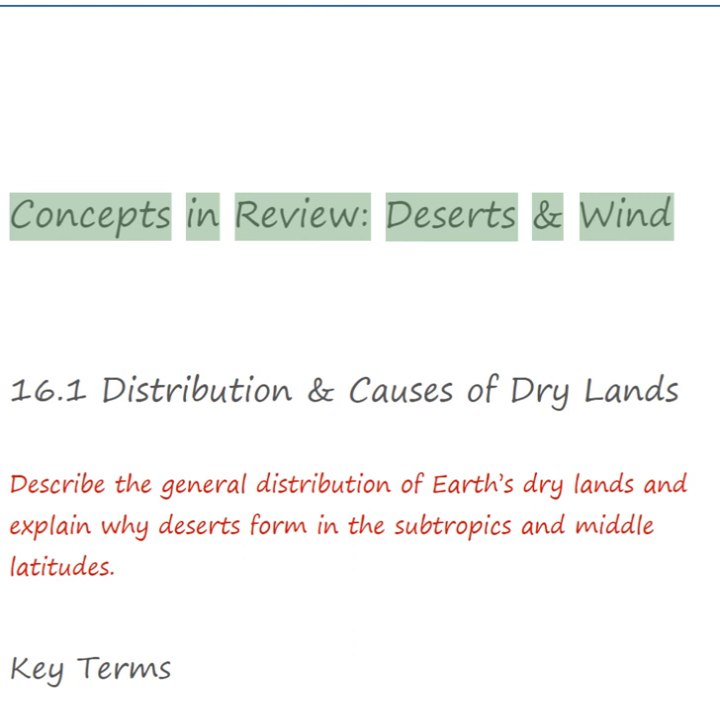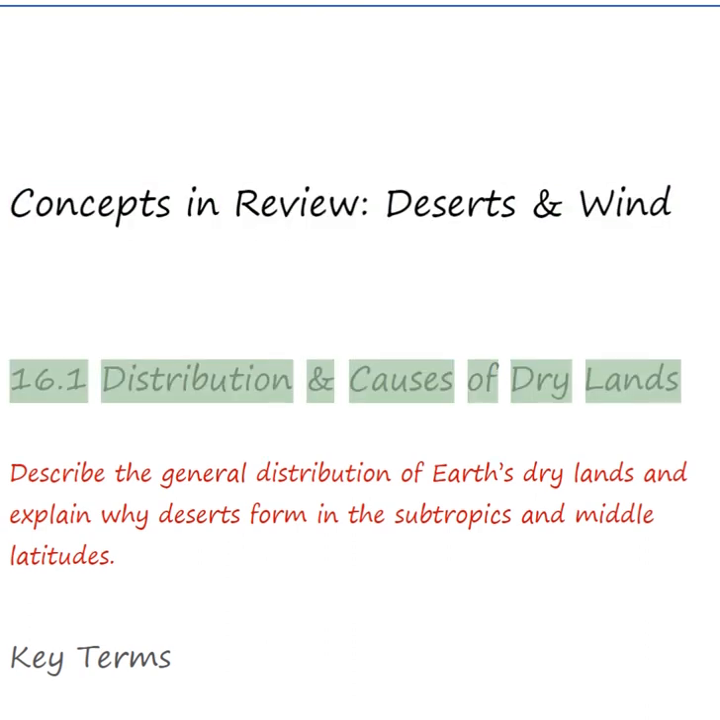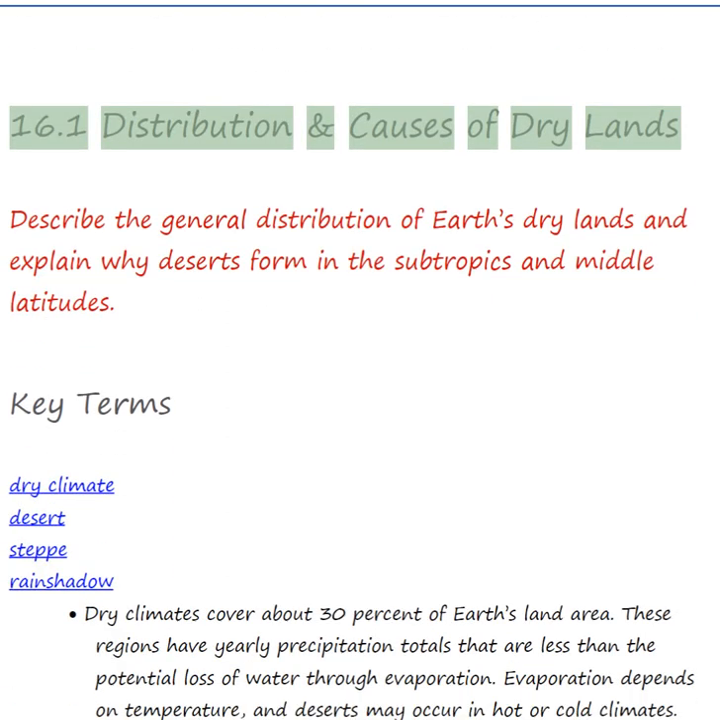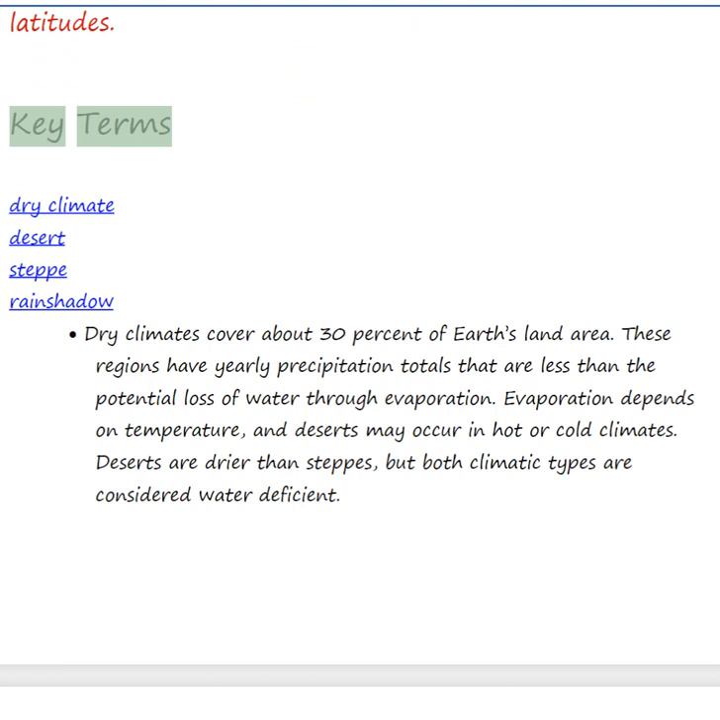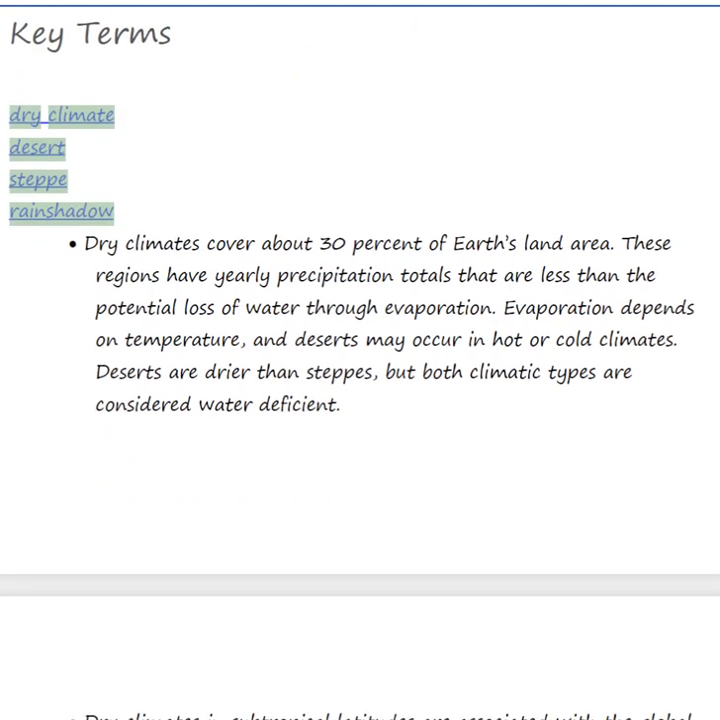Concepts in review, deserts and wind. 16.1 Distribution and causes of dry lands. Describe the general distribution of Earth's dry lands and explain why deserts form in the subtropics and middle latitudes. Key terms: dry climate, desert, steppe, rain shadow.